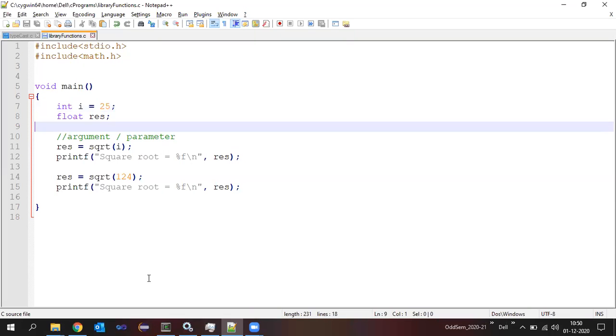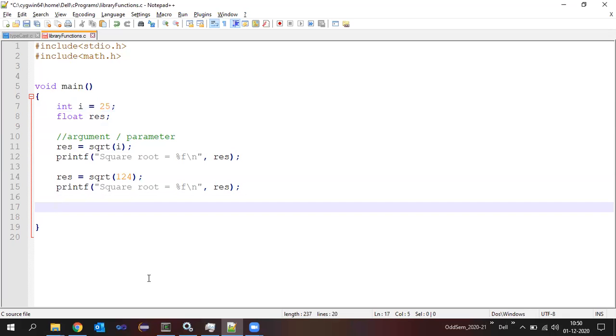Okay, there is another mathematical function which will calculate the power of two numbers. Suppose you want to calculate 3 raised to 5. Let me take a simple example. What is 2 raised to 3? 8, right? 2 has to be multiplied 3 times. So we are going to calculate the power of a given number.